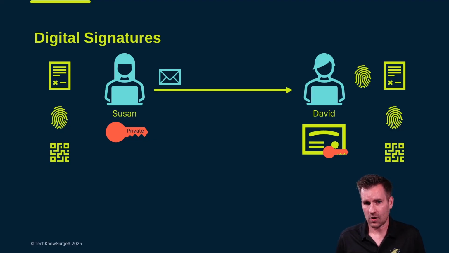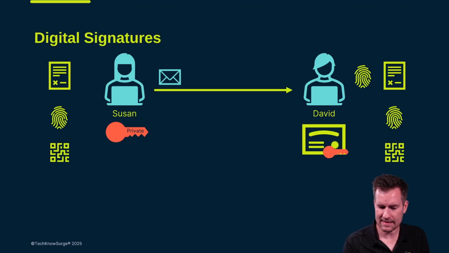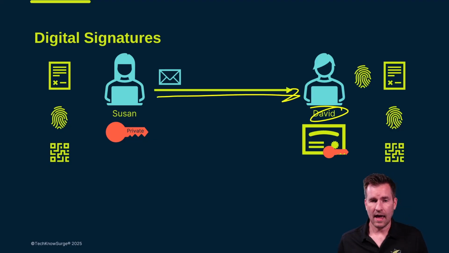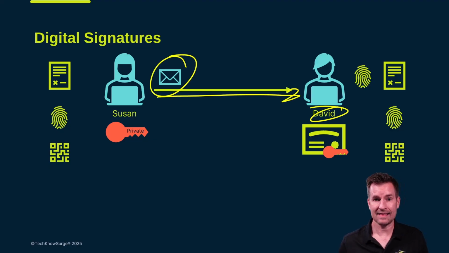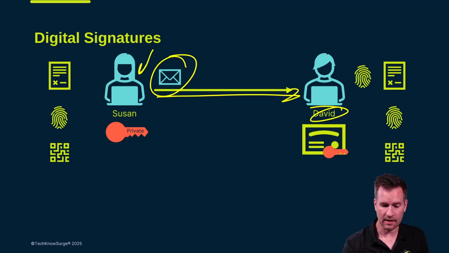One of the things that encryption does for us, and different cryptography ideas, is digital signatures. I talked about the idea of non-repudiation: if Susan sends David something and we want to prove that the letter came from Susan, we want to make sure that it came from Susan and Susan can't deny that.